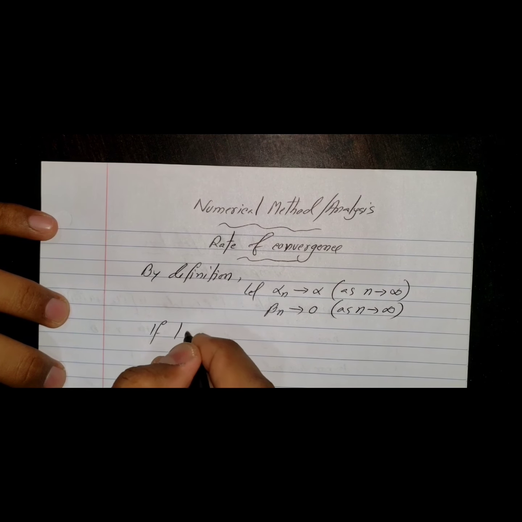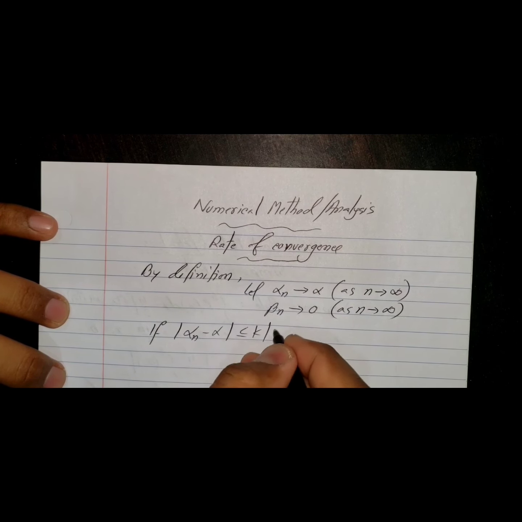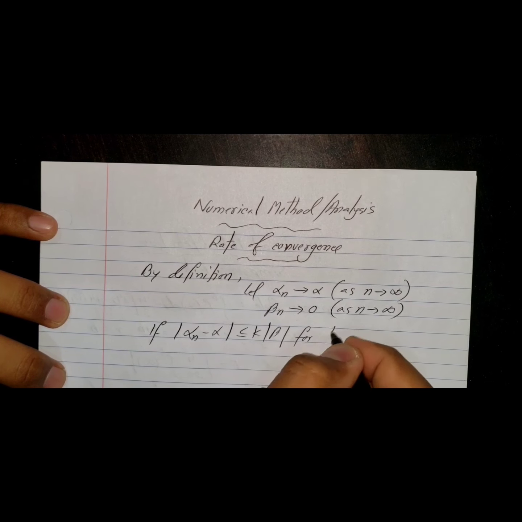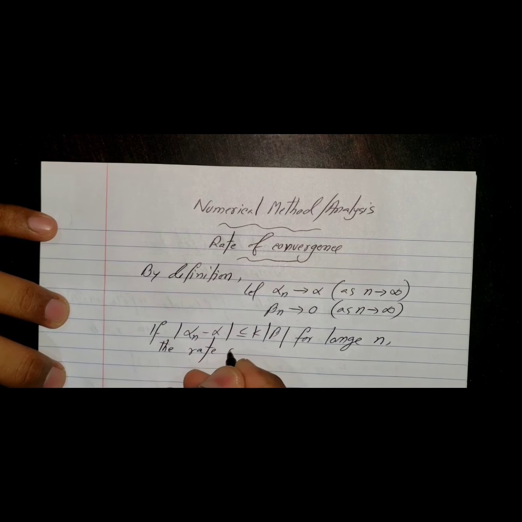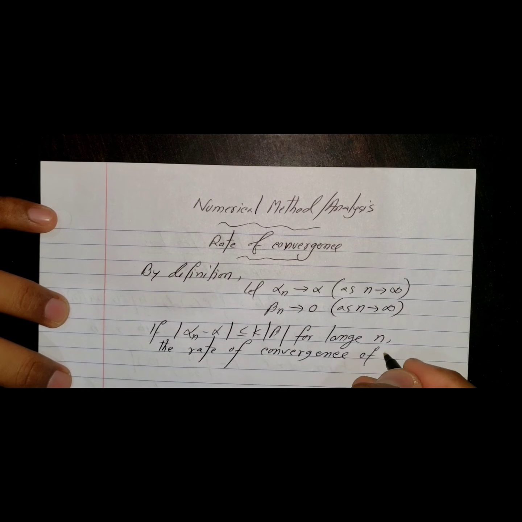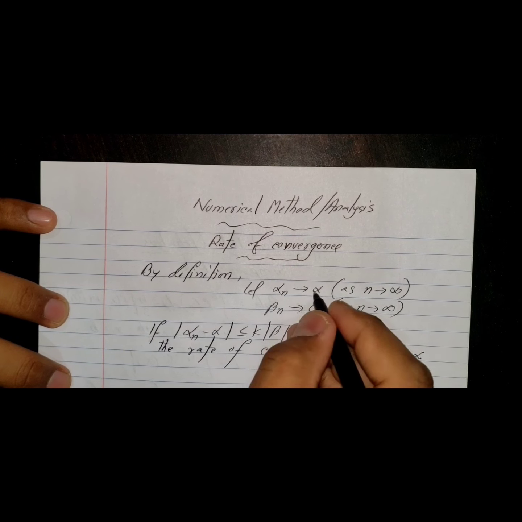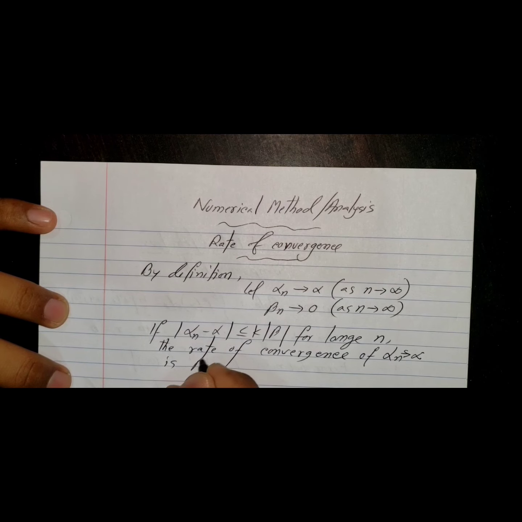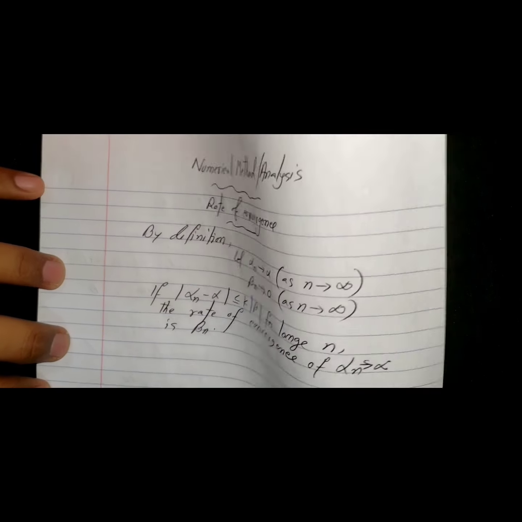Now, if you can prove that the absolute value of alpha n minus alpha is less than k times beta n for larger values of n, then the rate of convergence of alpha n approaching alpha is beta n. Let's take an example to better understand this again.